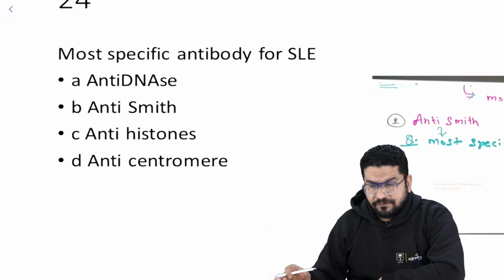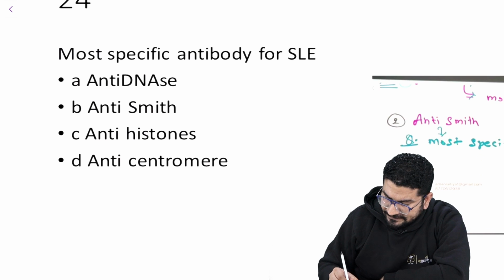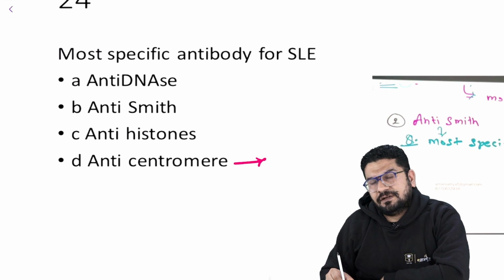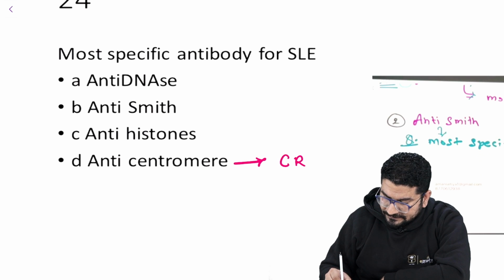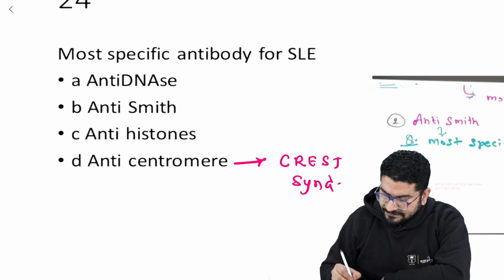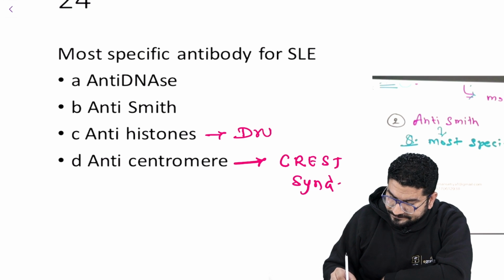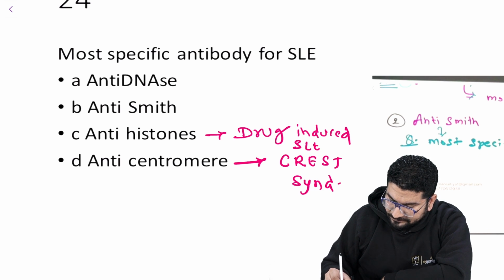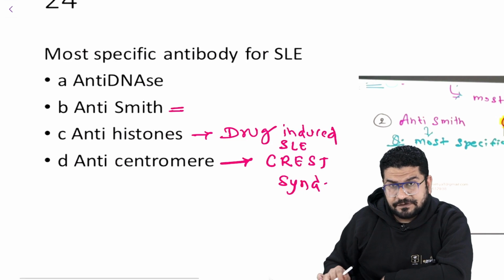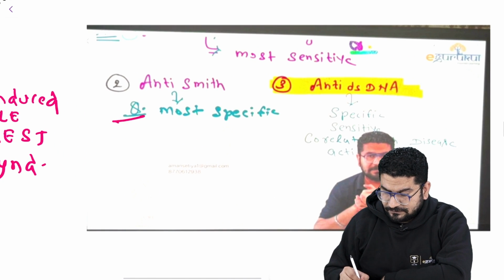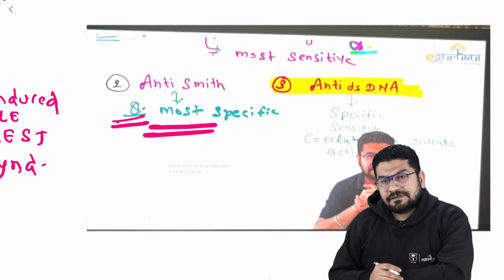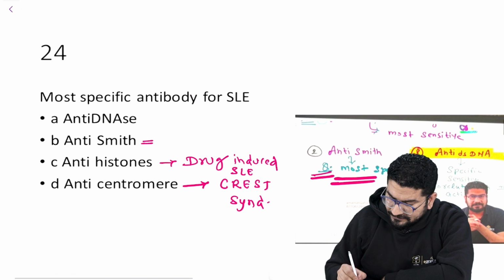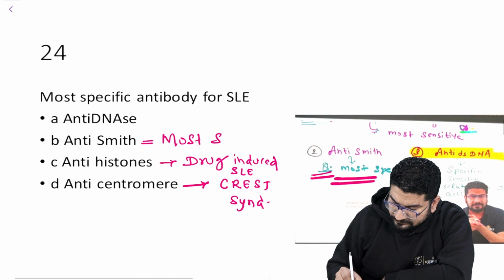Most specific antibody for SLE, a straightforward question. Anti-centromere antibody is seen in the localized form of scleroderma, which we call CREST syndrome. Antihistone antibody is seen in drug-induced SLE. Anti-Smith is clearly written here, and it is the most specific. Anti-dsDNA is both specific as well as sensitive, but anti-Smith is the most specific. So the answer will be B.